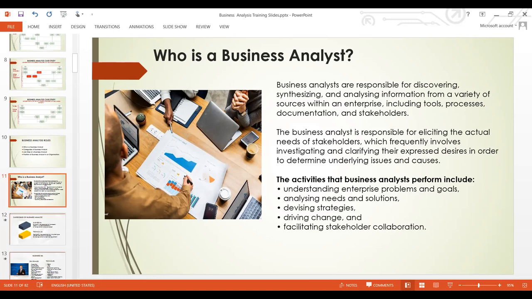And once they adopt the solution, then you implement the solution. You that recommend the solution will have to design the solution and implement the solution. So when the solution is getting implemented, you're going to be there to make sure that you carry out various tests, make sure that what the developers are doing is in line with your specification as a business analyst. So the activities that business analysts perform include understanding enterprise problems and goals, analyzing needs and solutions, devising strategies, driving change, and facilitating stakeholder collaboration. So that is what you do as a business analyst.